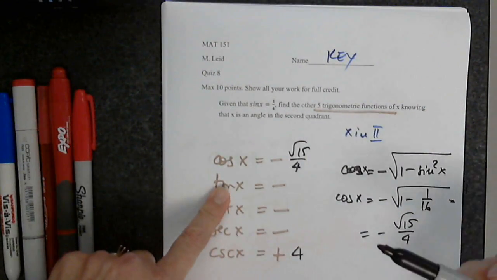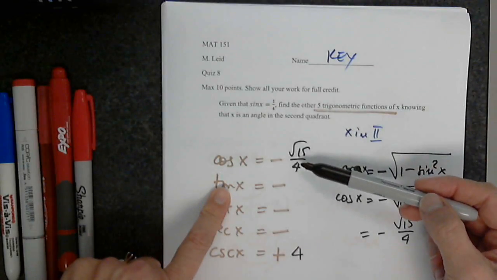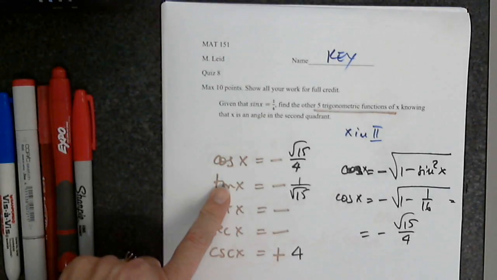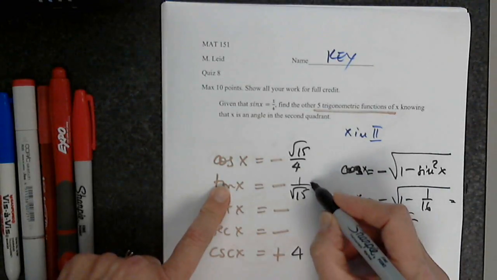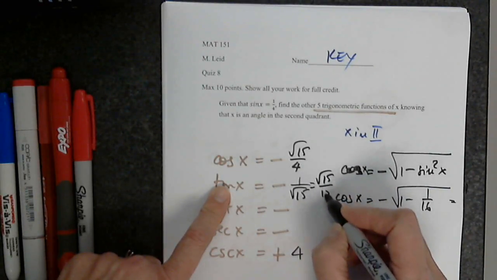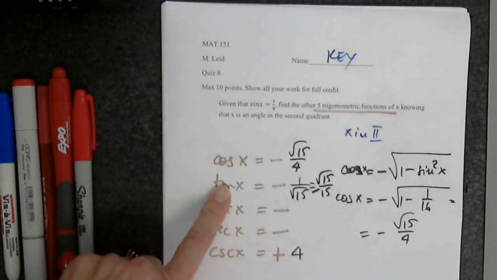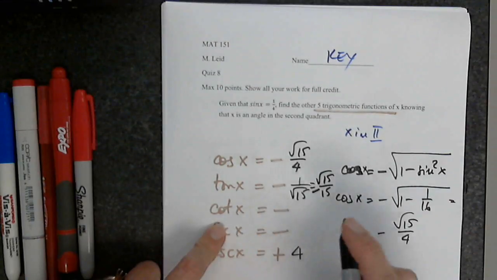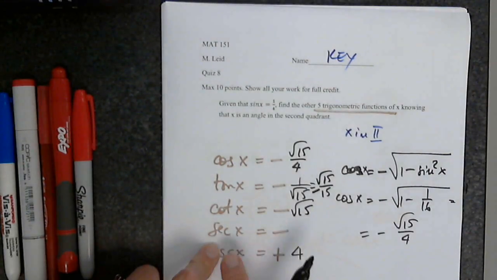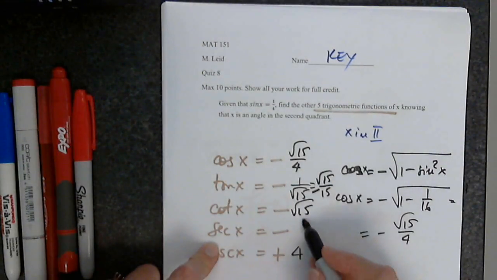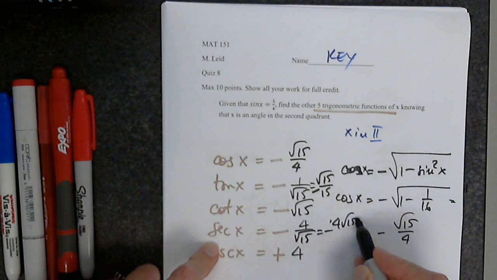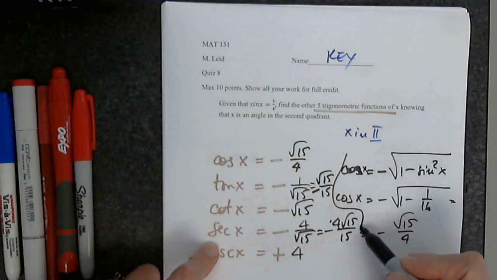Then tangent will be this over this. So it will be 1 over the square root of 15. But I have to rationalize it. And you did. The square root of 15 over 15. Don't forget the minus. I'm squeezing it in there. Then cotangent is this one reversed. And then secant is this one reversed. So 4 divided by the square root of 15, which is negative 4 square root of 15 over 15.